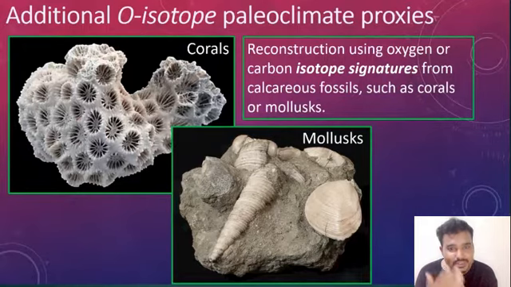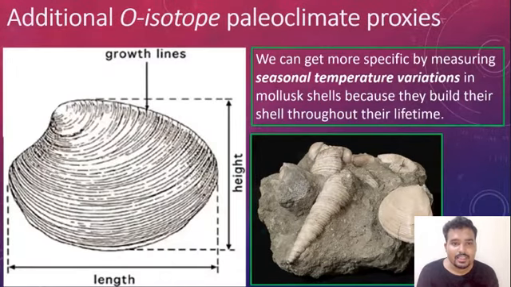Again, we can use these corals, mollusks. These are again calcareous fossils, and whatever is there in their shells, the 18O to 16O ratio, that can be used. We can also use growth lines. So here you can literally see there are different growth lines. It's like tree rings also. It is literally like that.